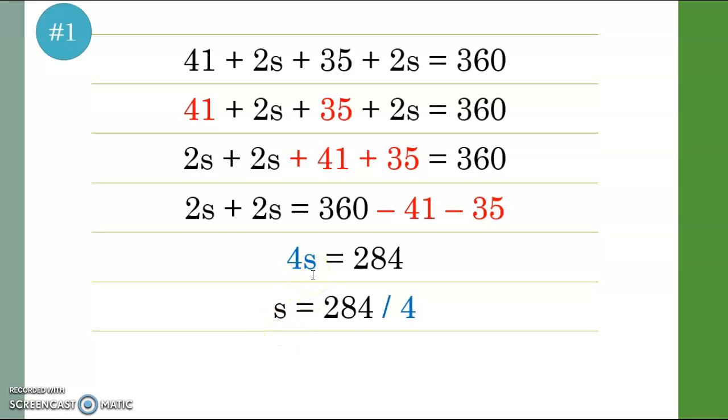4s divided by 4. 4 divided by 4 is 1. So that would give us 1s. And whenever you have one of a variable in algebra, we just write that variable. So 4s divided by 4 equals 1s, but we're just going to write s. And on the right, we have, again, calculator work here, 284 divided by 4. Last step, you're going to figure out what that is. And now we know that s is equal to 71. This was our first example.